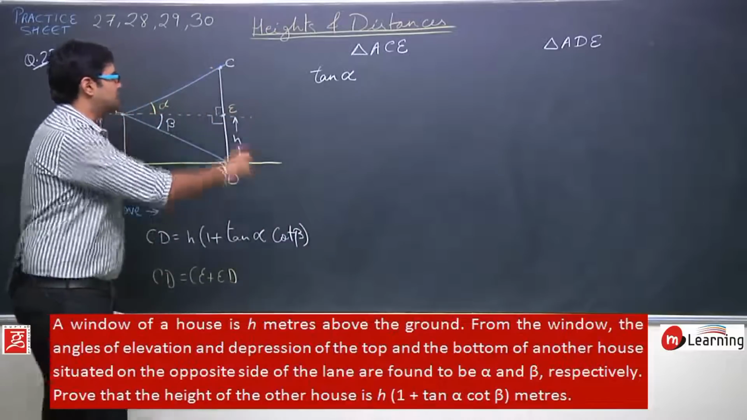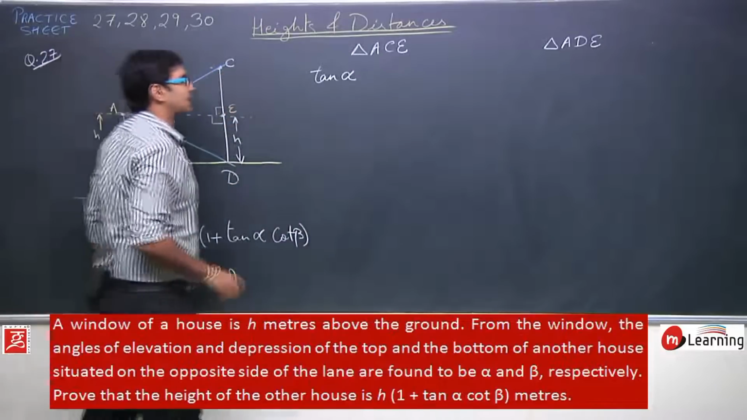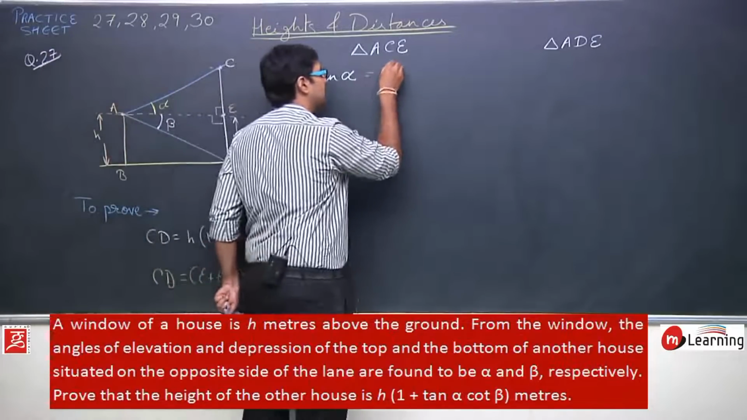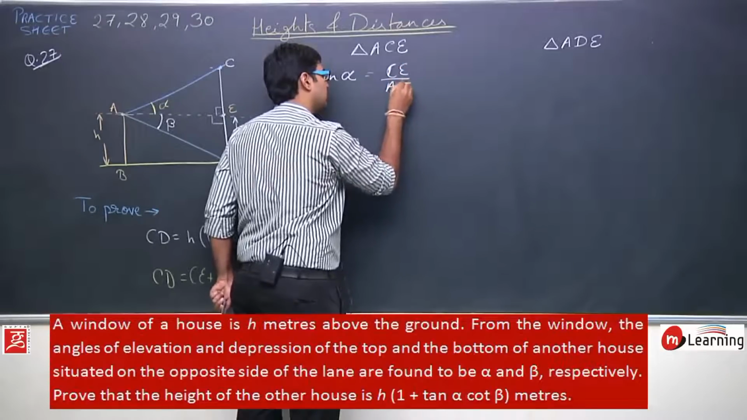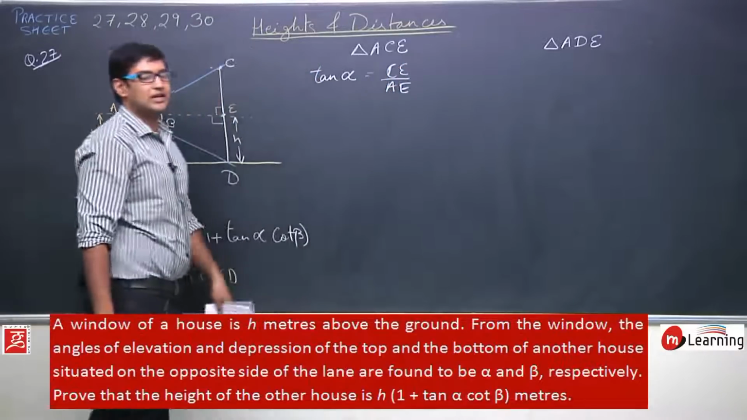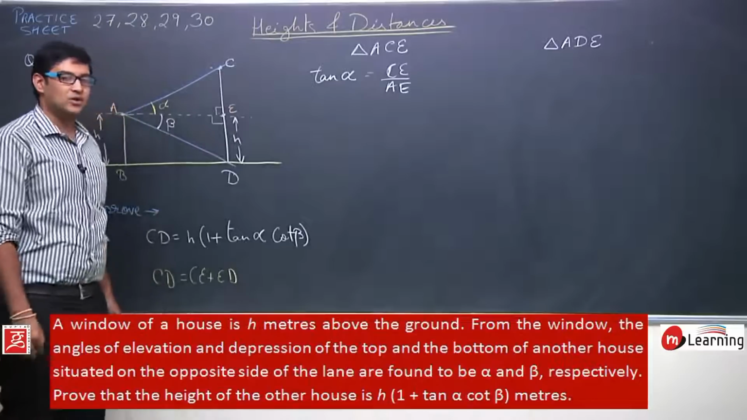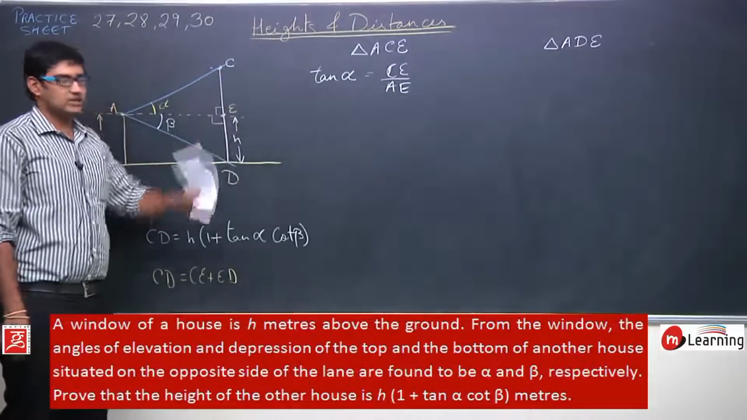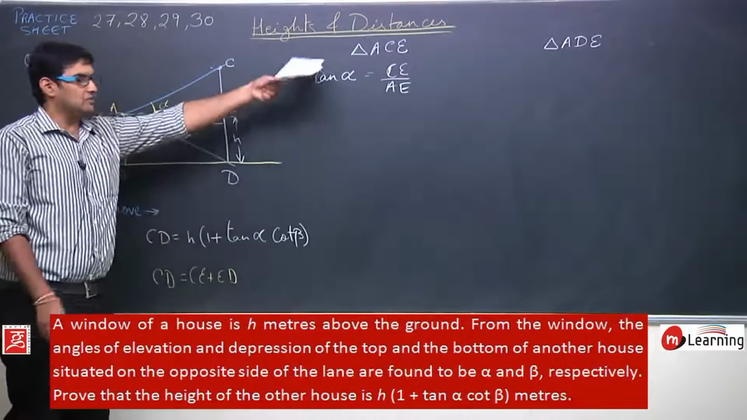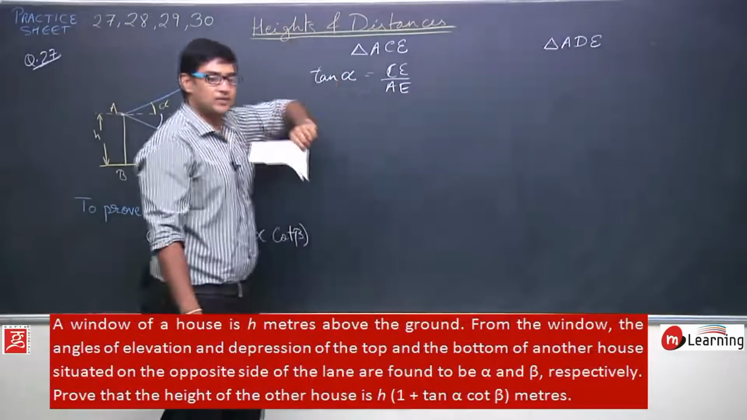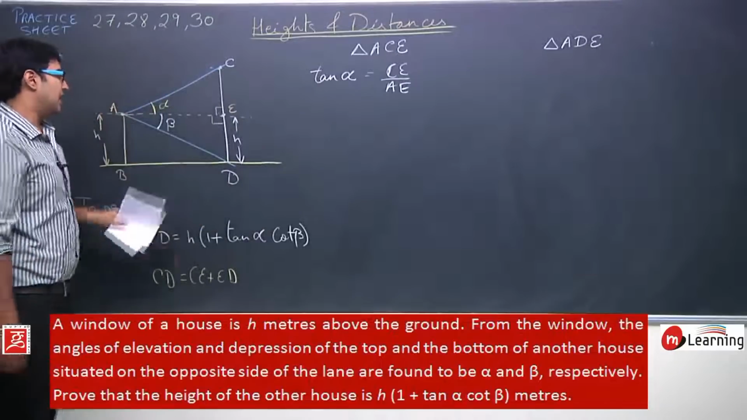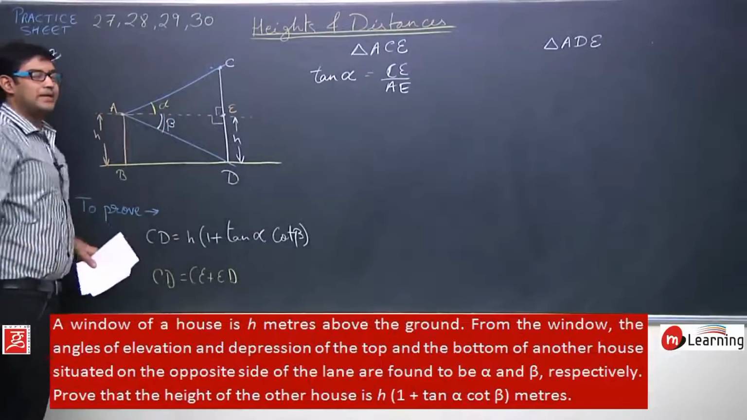Tan alpha will be equal to CE upon AE. This is what I will get. Tan alpha is CE upon AE. So this is the condition that we have got from this triangle. Now let us observe the second triangle, triangle ADE. In triangle ADE, I have this angle as beta.